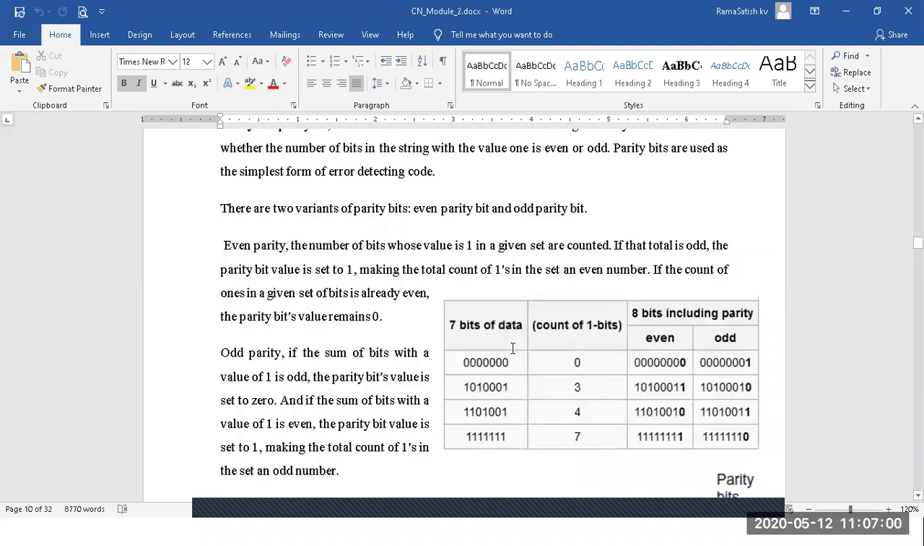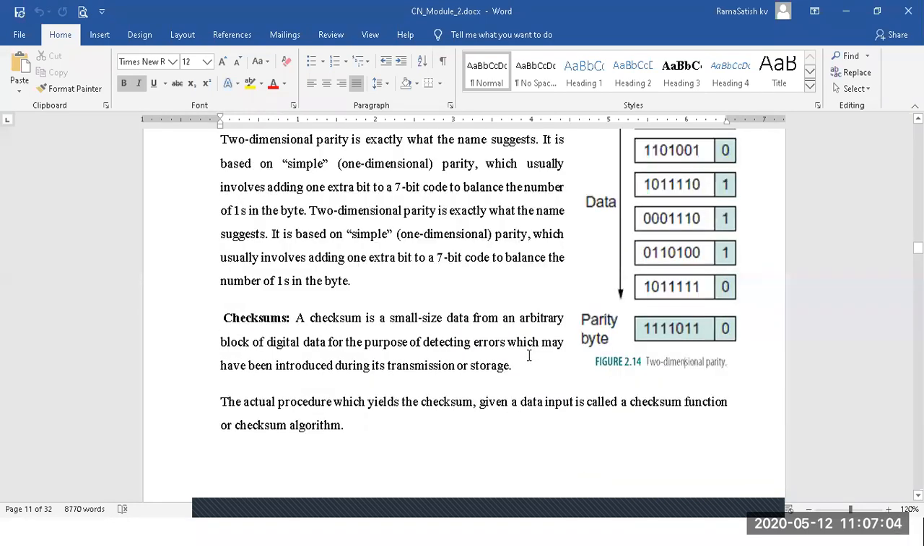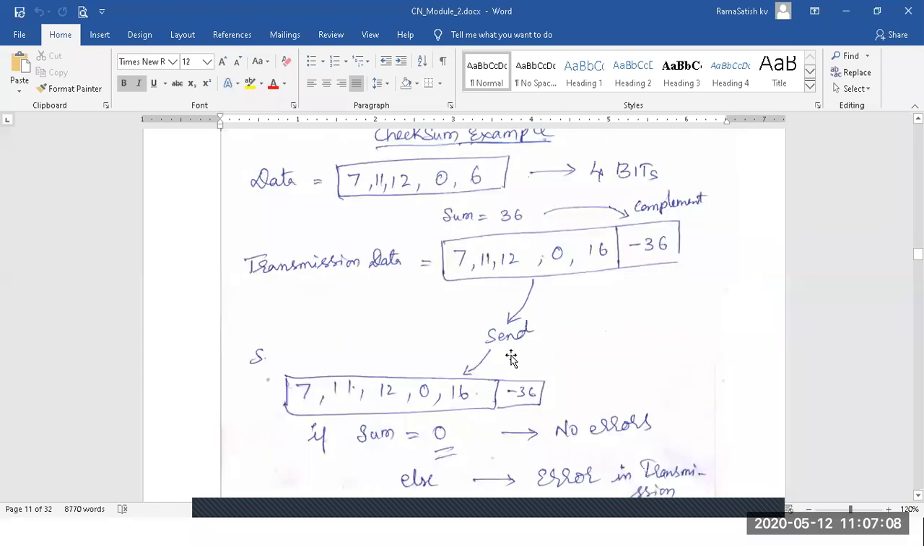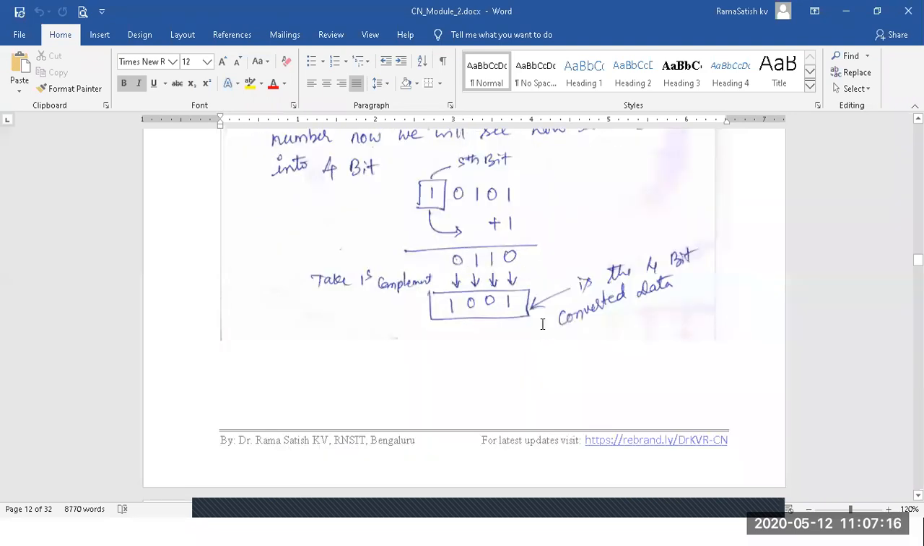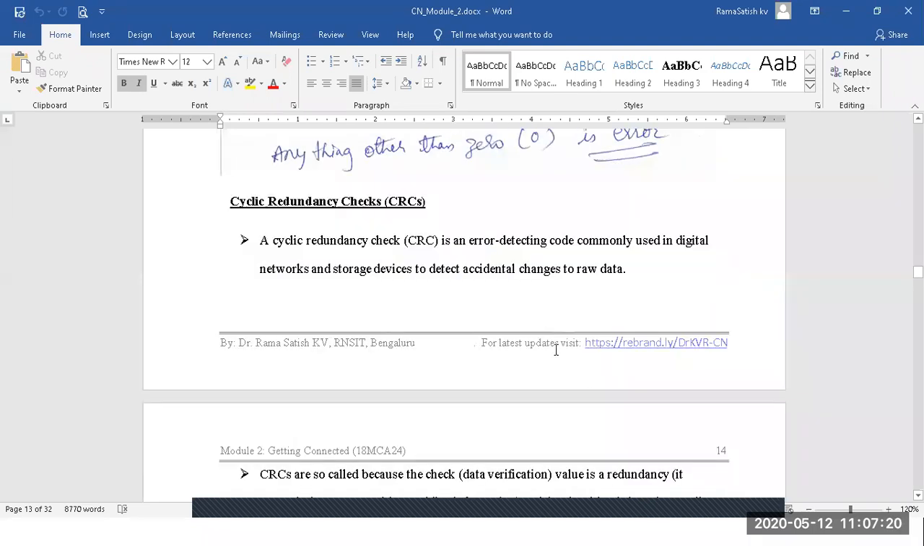Error detection: you have parity check, checksum, and cyclic redundancy check. In parity bit, you have even parity and odd parity, which you decide based on the number of ones. Checksum is nothing but finding the total. If this is the data, you add it, you get the total, and the total will be complemented and transmitted. So that is checksum.